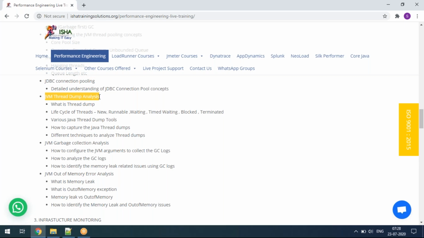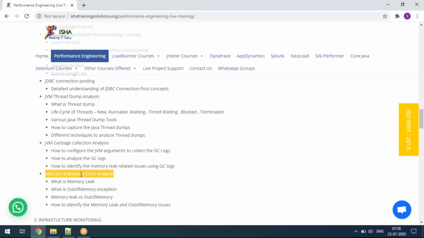Basically, this is very, very important, guys. As a performance engineer, you should know how you are going to analyze your thread dump, how you are going to analyze your heap dump, and how you are going to understand your garbage collection. Those three are very, very, very important. That understanding I'm going to bring in.